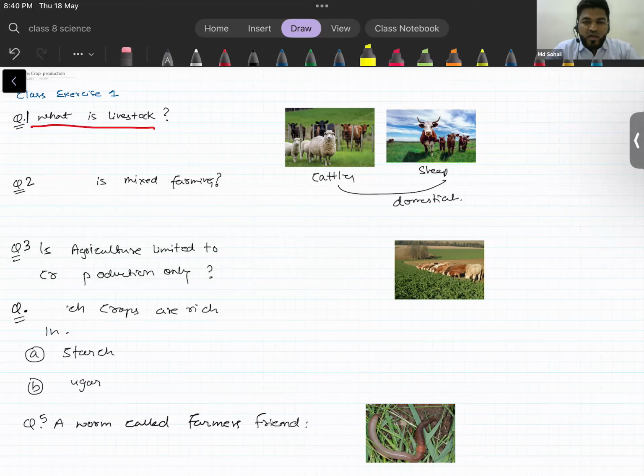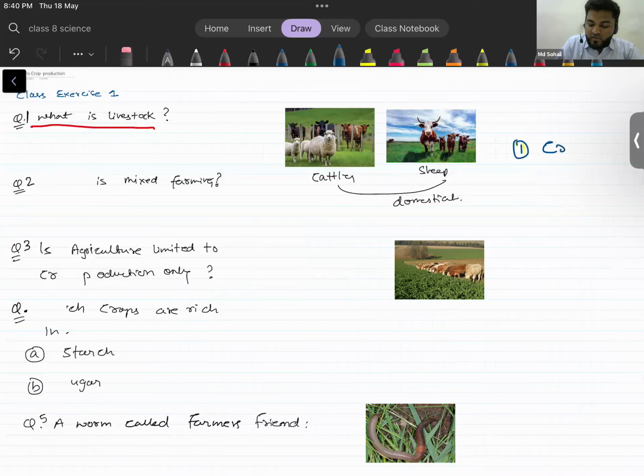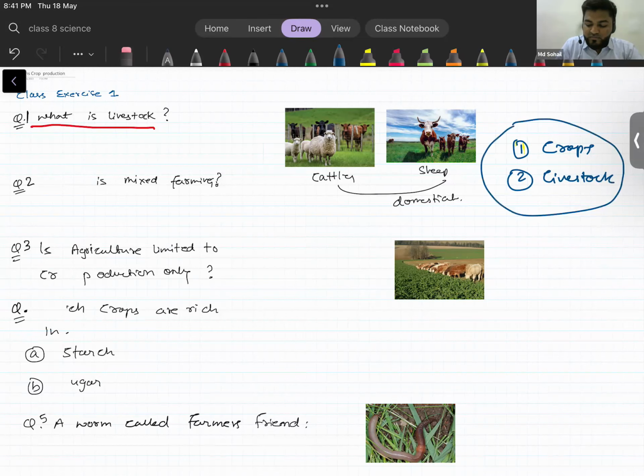So remember, agriculture is not just about farming. It's not just about planting the crops. It's also about livestock. So agriculture includes two things. One is what? Planting of the crops. Another one is domesticating animals, which are beneficial for humans. So livestock is also part of what? Agriculture.